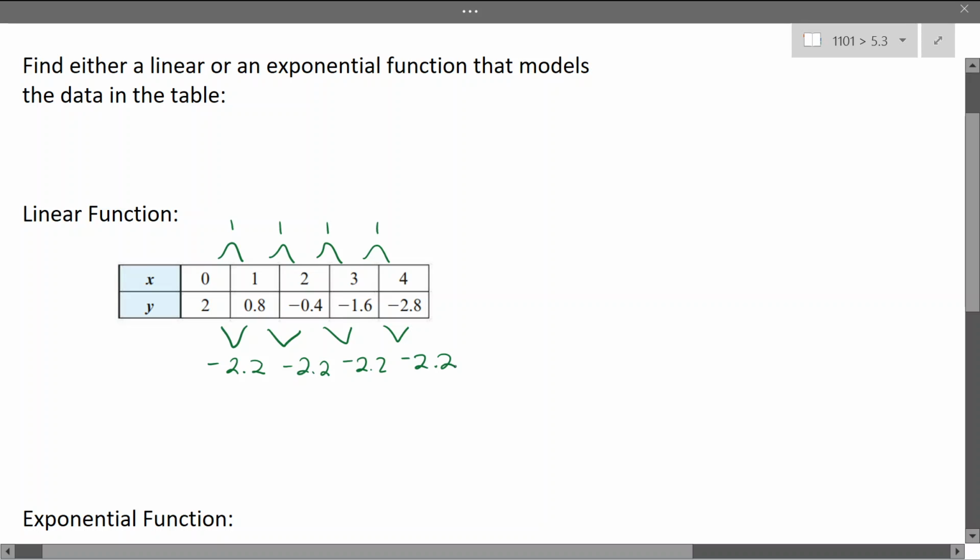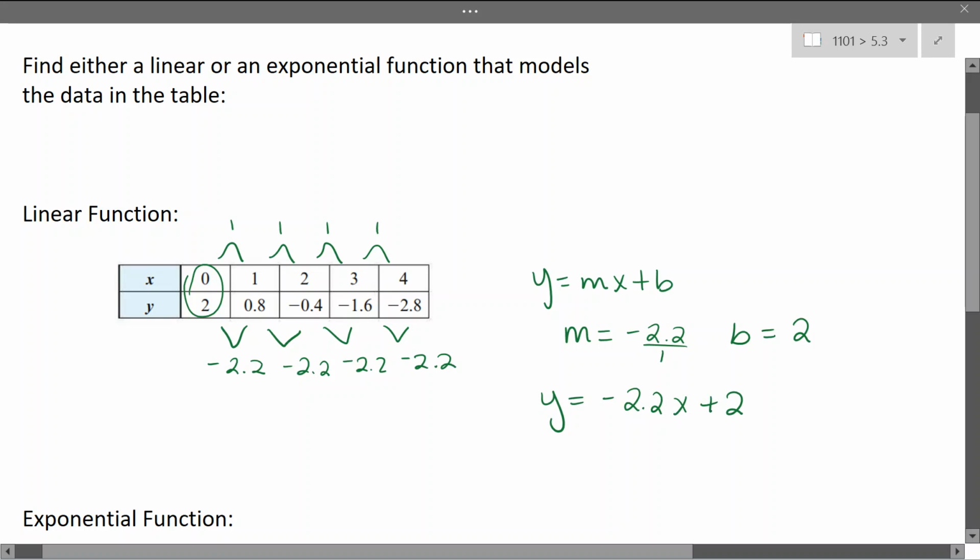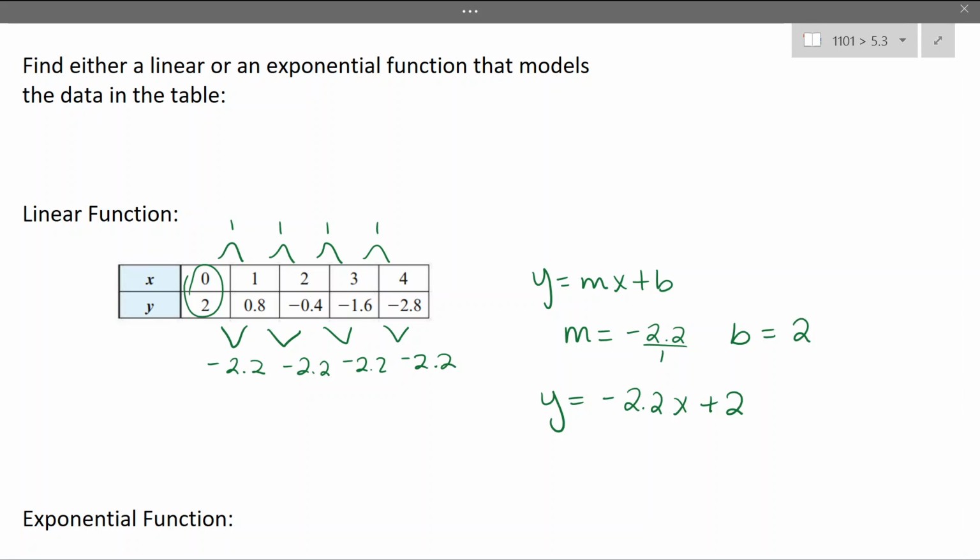If we were to write this function, it would look like y equals mx plus b, because it's a linear function. Our m would be negative 2.2 over 1, and for our b, we see we have the 0, 2, which is a y-intercept, so we would have 2. So we would have y equals negative 2.2x plus 2. You can see with the linear, things change at a constant rate.